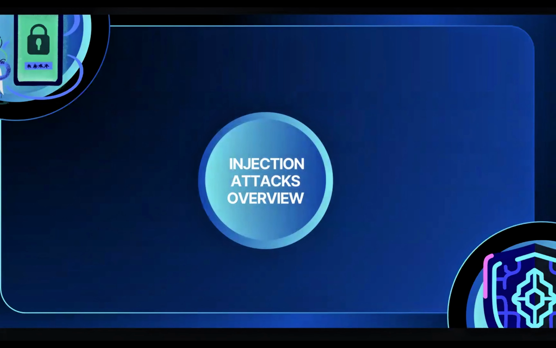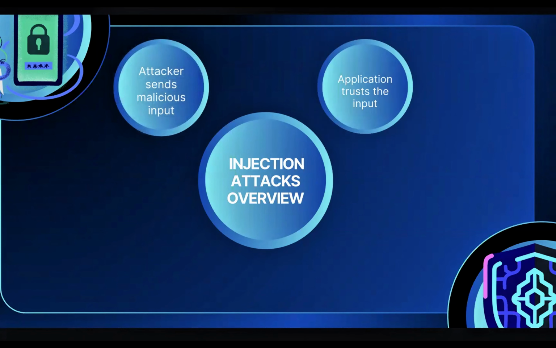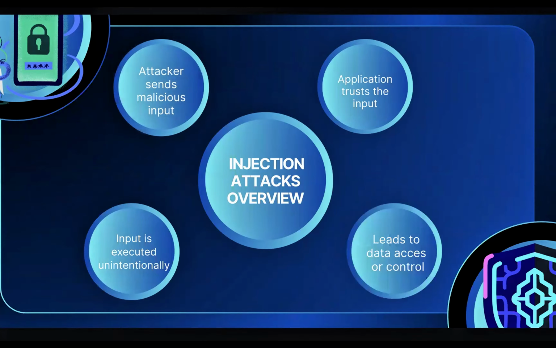Let's consider injection attacks. Injection attacks happen when untrusted inputs get treated as instructions. In this case, attackers send malicious input, then the application mistakenly trusts that input. The input is then executed in an unintended way, and this then leads to data access or system control.